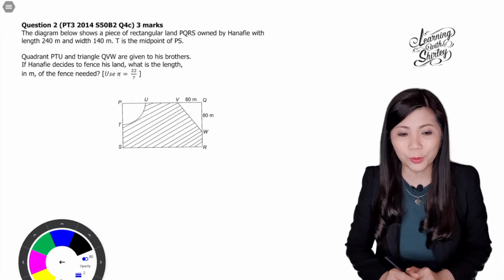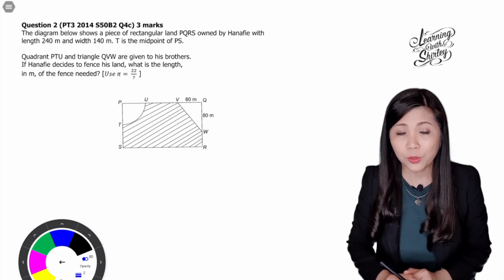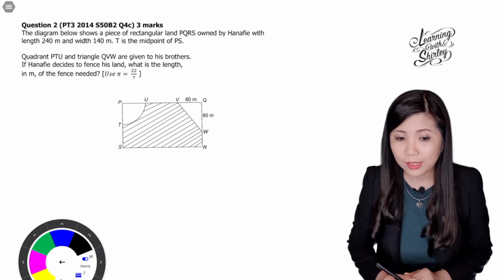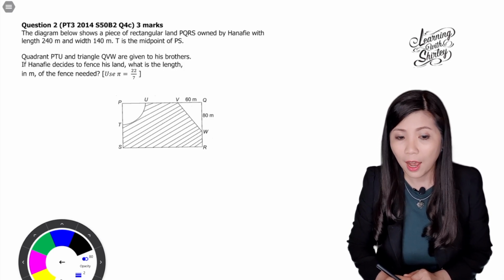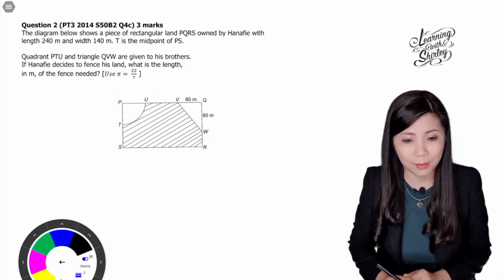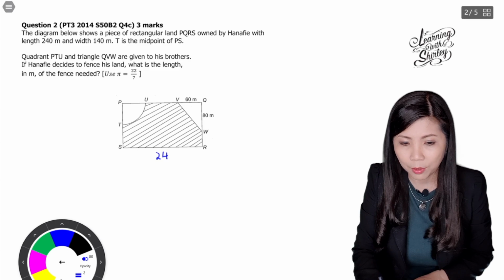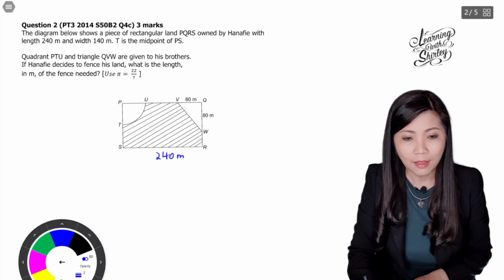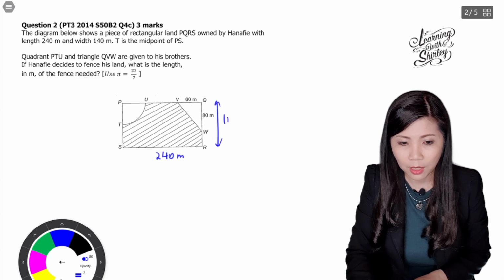Let's look at question number 2. This is in year PT3 2014, question 4C, and this is 3 marks. The diagram below shows us a piece of rectangular land PQRS owned by Hanafi with length 240 meters and width 140 meters, and T is the midpoint of PS. So the length is 240 meters, I'm going to write here 240 meters, and then the width is 140, which means that this is 140.